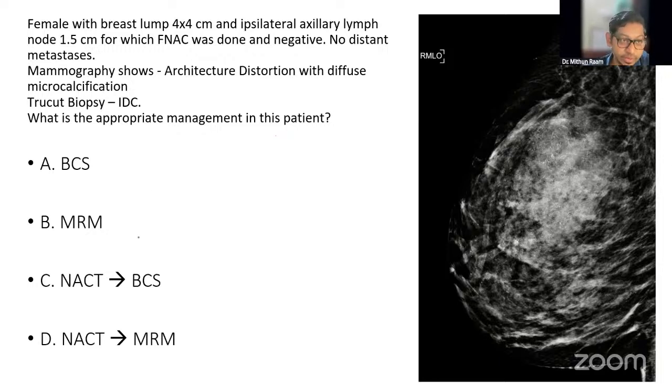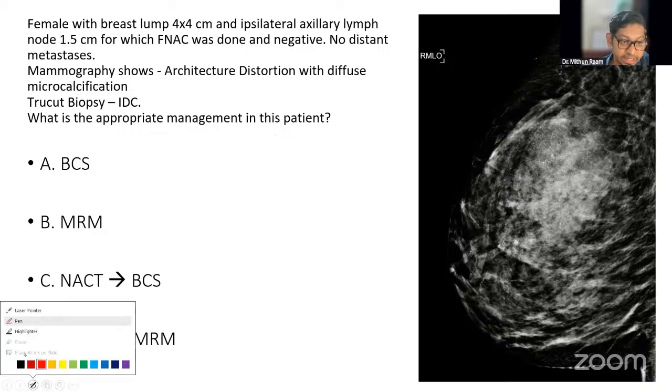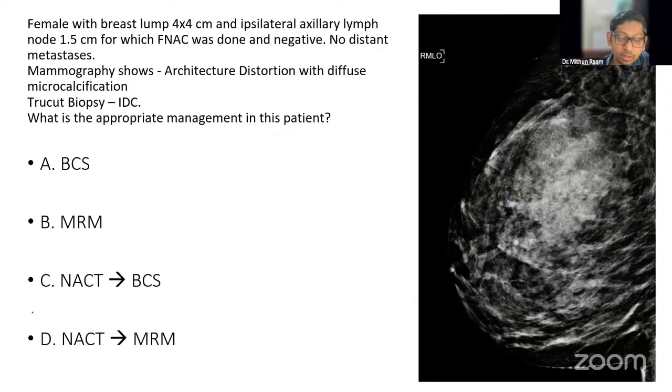So what is the difference between multicentric and multifocal? Very important. Multifocal is involvement of a single quadrant with multiple lesions, whereas multicentric is involvement of different quadrants in the breast. They have asked us for management for this patient. Now the biopsy from this breast lump is reported as invasive ductal carcinoma. So these are the options that have been given.